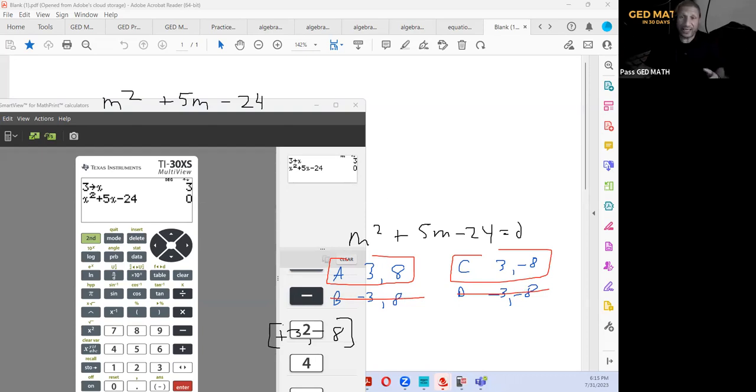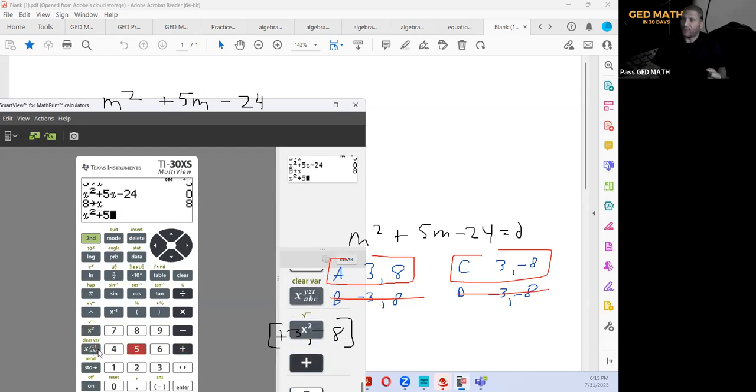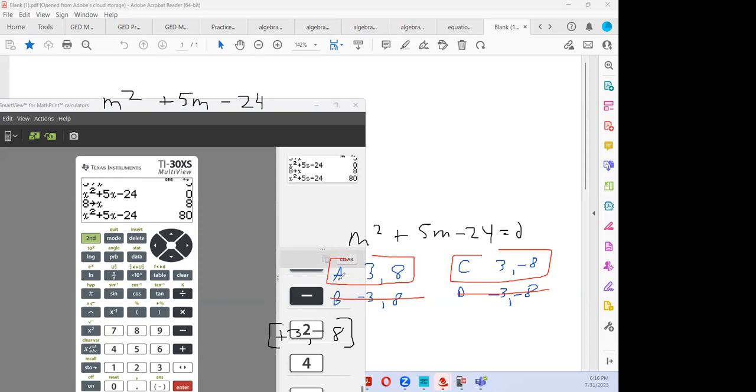So now it's either 8 or -8. I'm gonna do the same thing. 8 store X, type in my quadratic equation, X squared plus 5X minus 24. Did I get 0? No, you got 80. So I know it's not A. So now it's easy. My answer is C, 3 and negative 8.